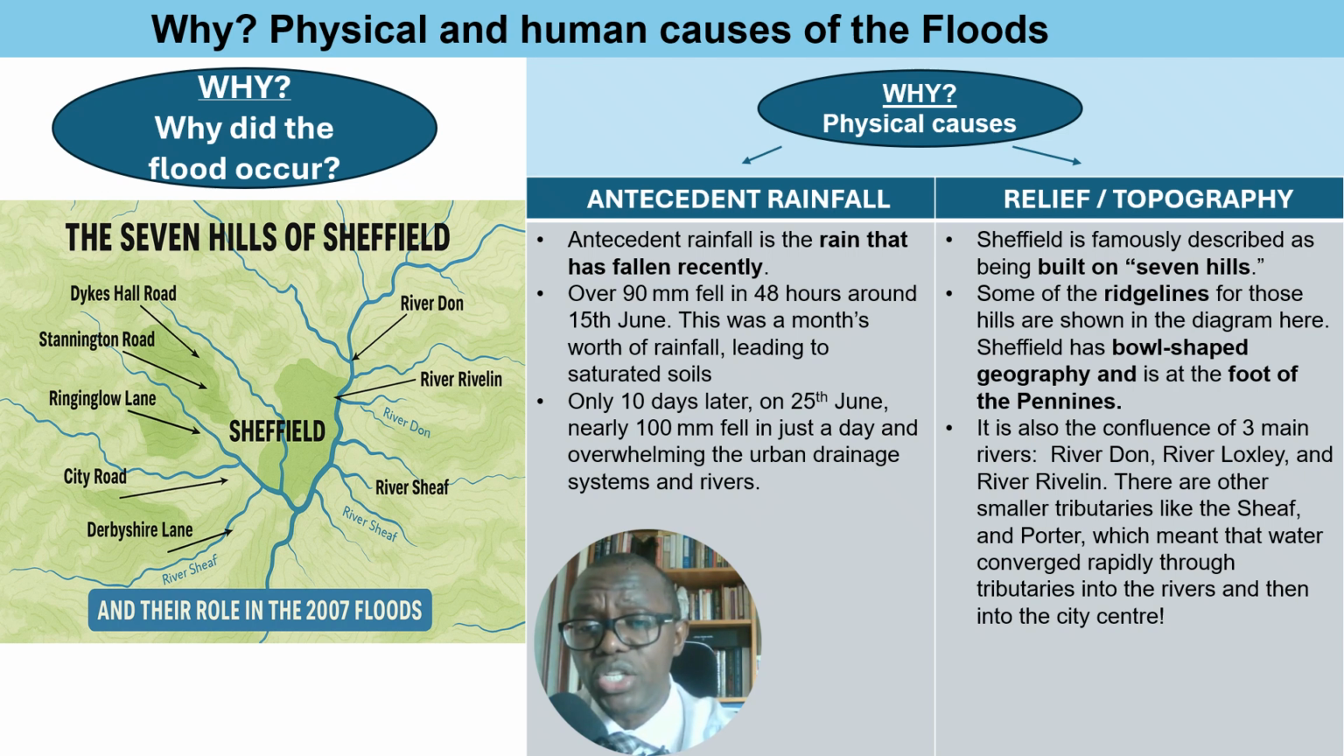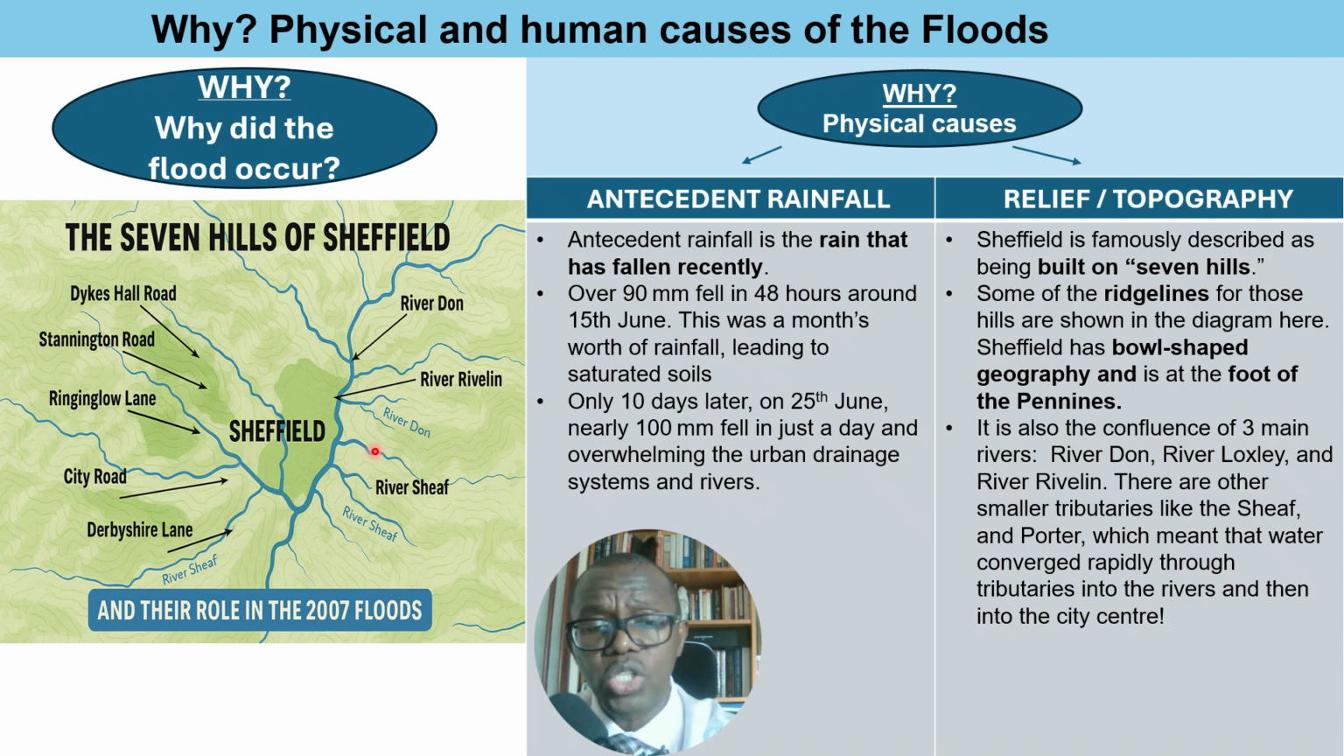So some of the ridge lines for those hills are shown in the diagram here. If you look at this map, you have the ridge lines here. So Dykes Hole Road, for example, is a ridge line, and a ridge line is basically a ridge. Obviously it is a raised area, so one of the hills, and then the ridge line is where the water will quickly flow down due to gravity, and then find its way towards Sheffield. So you have several ridge lines here, as you can see, and all of them seem to be going towards Sheffield. Okay, so in fact, let's just discuss that.